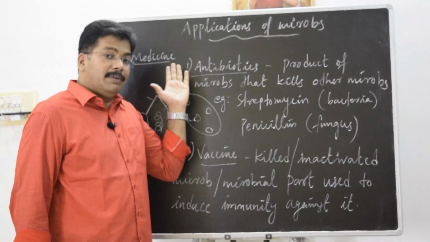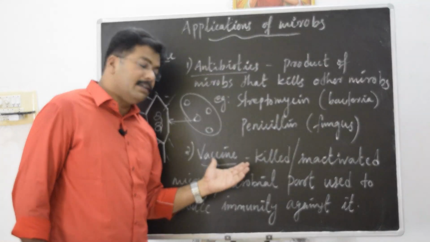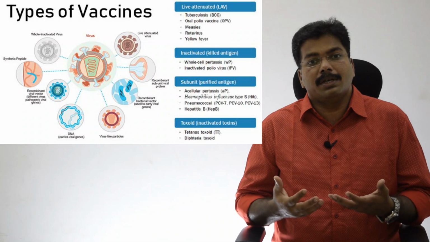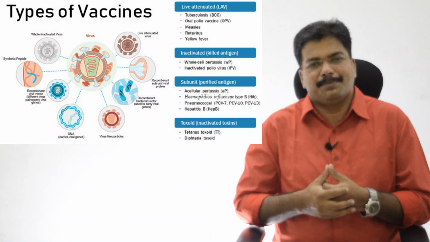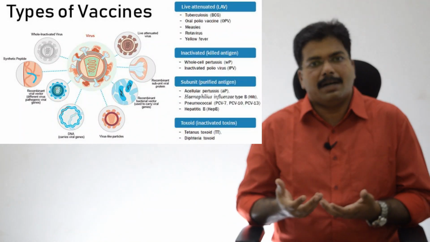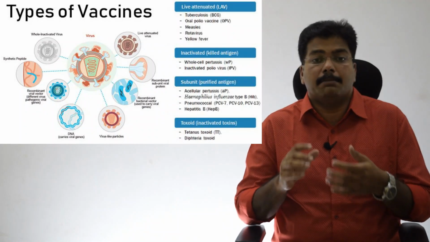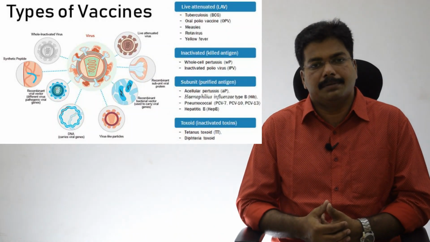Let me conclude. In the field of medicine, microbes are helping us in the preparation of antibiotics and vaccines. If you look at the types of vaccines, vaccines are of different types. Live attenuated vaccine is a type of vaccine where we are using the live organisms, but we remove the dangerous part. Example is MMR, measles, mumps and rubella. Against these three diseases, we are using the MMR vaccine, or BCG vaccine, Bacillus Calmette-Guérin.